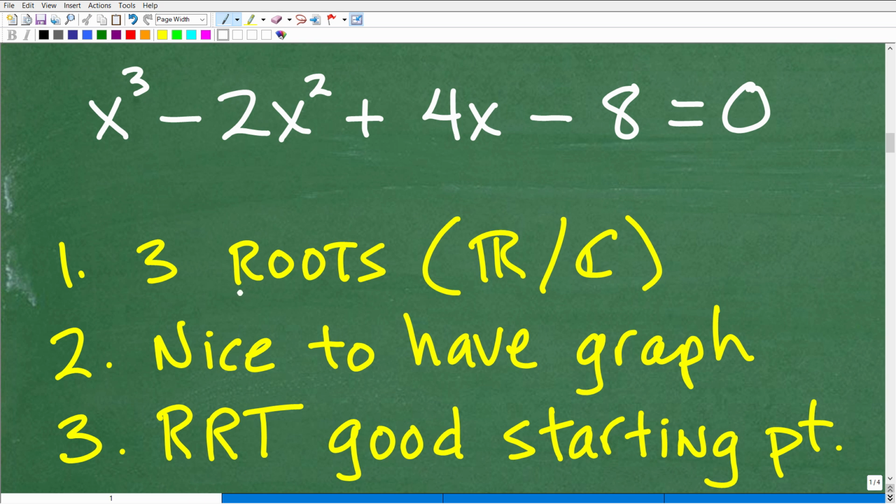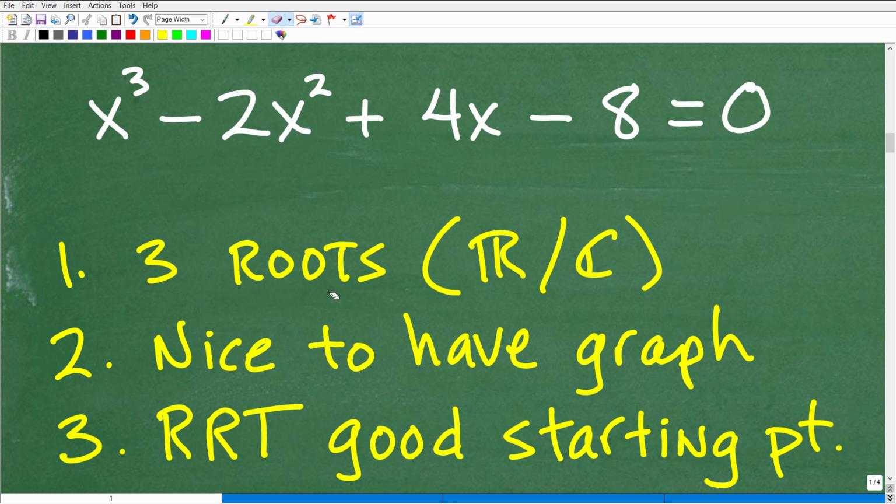When you hear this word roots, you might hear other words: zeros, roots, and solutions. Basically, you're trying to solve this thing. You're trying to find the solutions to the polynomial equation. All these words are very common: roots, zeros, and solutions. Again, they're pretty much synonymous.